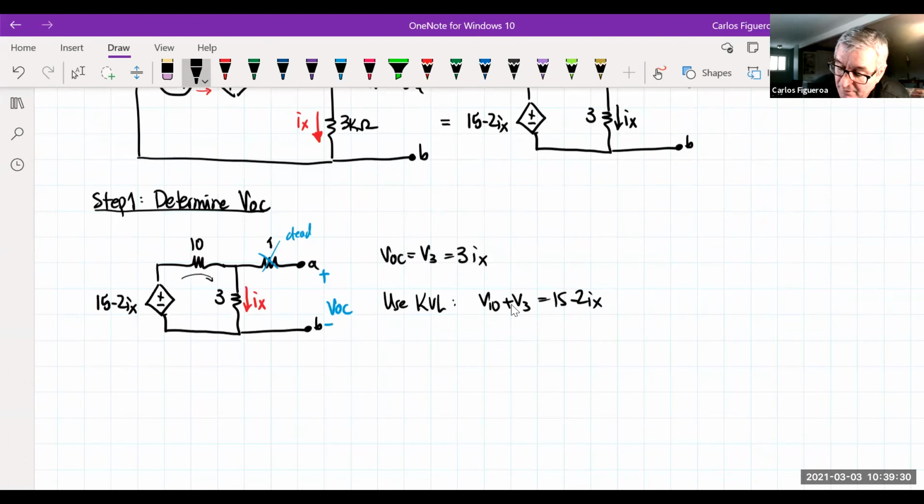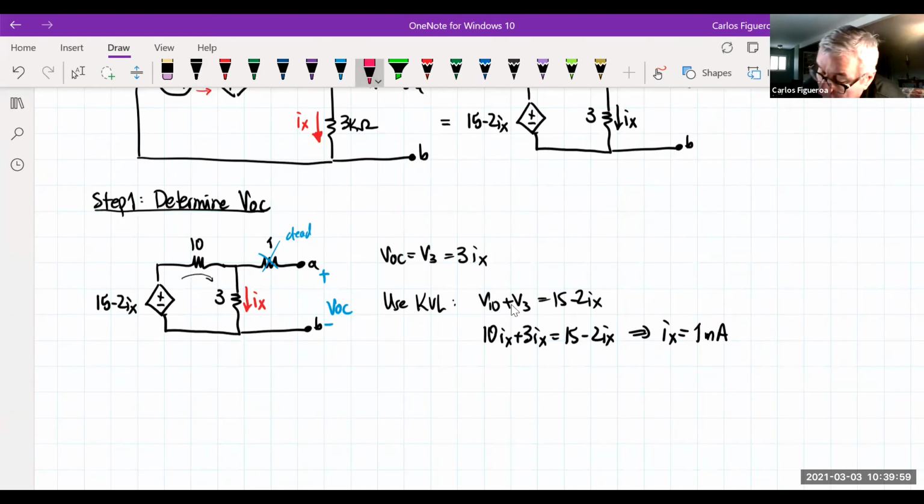So I'm just going to keep doing this here. There's only one current in the branch, so this has to be 10Ix plus 3Ix. And I got 15 minus 2Ix. So if I calculate Ix, I got 15 and 15 on both sides, so I got to have 1. But wait a minute. I know these are kilo ohms, so I'm going to put my milliamp in here. I now have my Ix value.